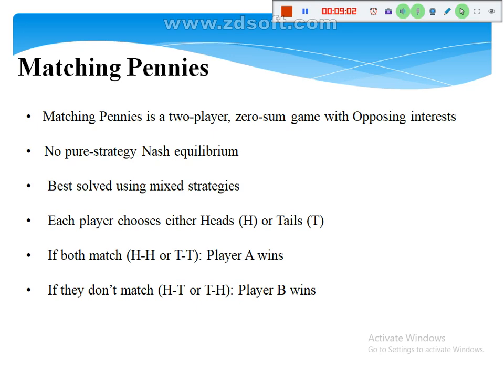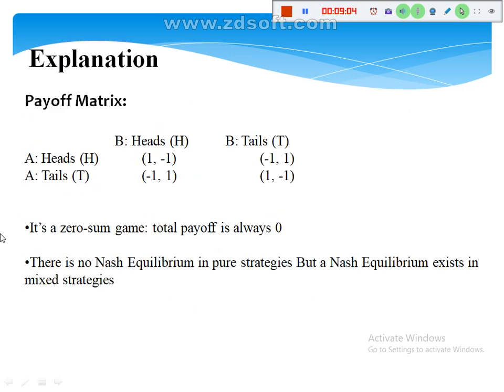This is the payoff matrix. If both A and B reveal head, so same, then A gets +1 and B gets -1. Similarly, if one head and one tail, then A gets -1 and B gets +1. Similarly, tail-head means A gets -1 and B gets +1. Similarly, tail-tail, so same, A gets +1 and B gets -1.